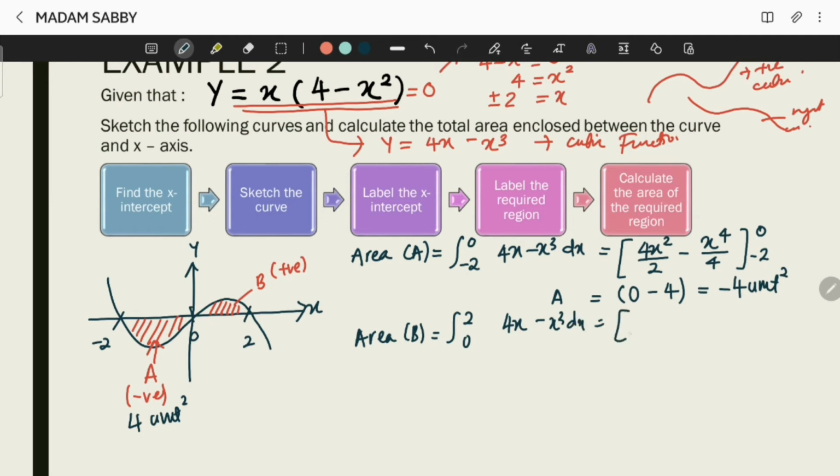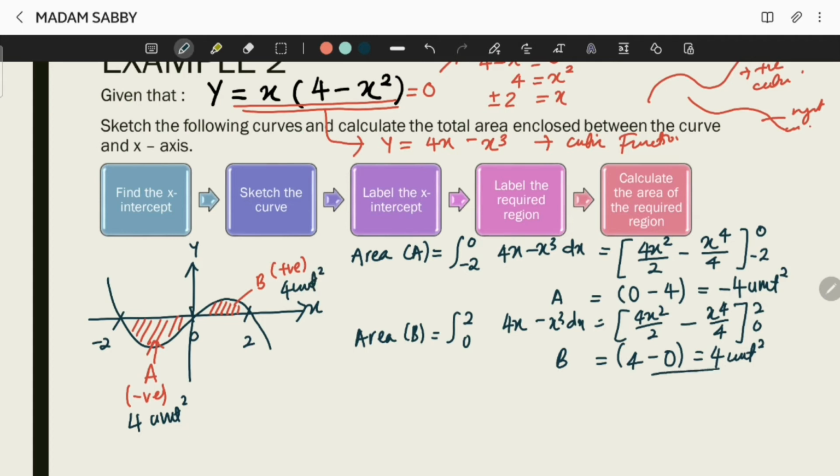Okay, we expand the integral of minus x to the power of 4 over 4 between 2 and 0. When x equals 2, the value becomes 4. When x equals 0, it equals 0. Then we subtract, so we get 4 unit square. So your region B is 4 unit square.